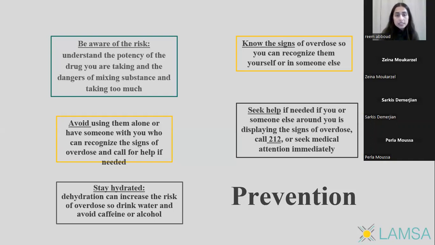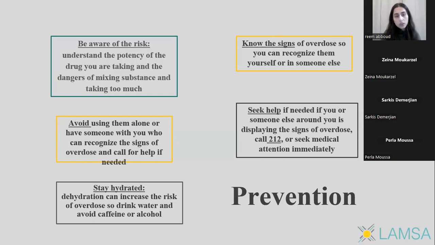Now, how do we prevent an overdose? It is very important to know the signs of overdose, so we must recognize them in ourselves or if someone else is having an overdose. And in case there's an overdose, we must definitely seek help, either medical attention or call the emergency number. We must stay hydrated. Dehydration increases the risk of overdose. And of course, we don't hydrate ourselves by drinking alcohol or caffeine; it's usually water.